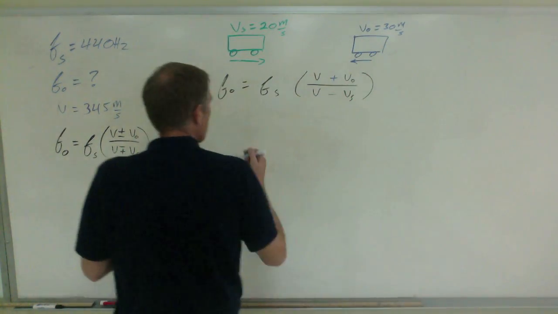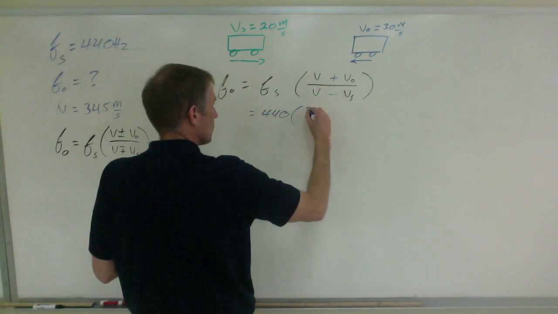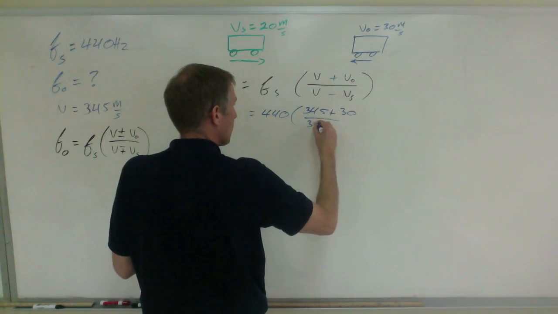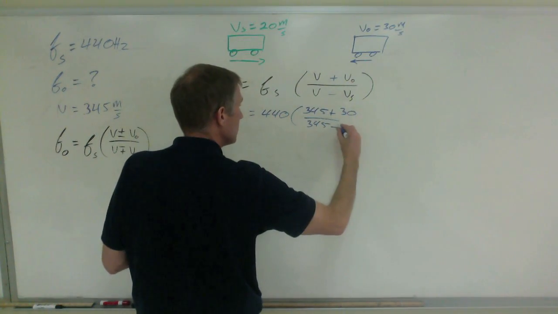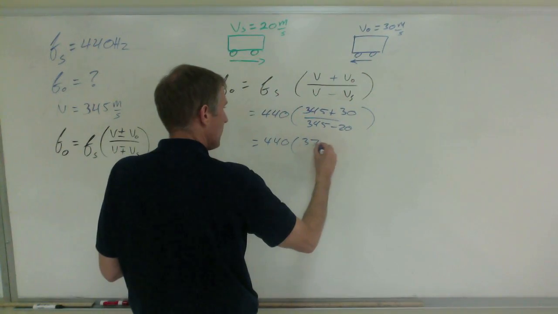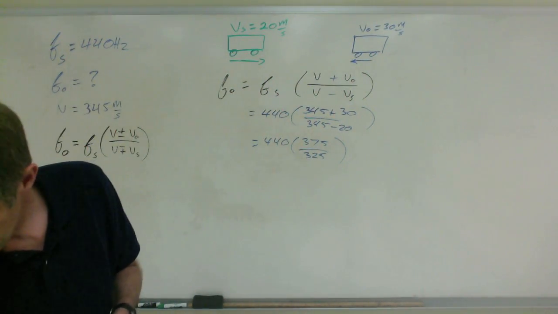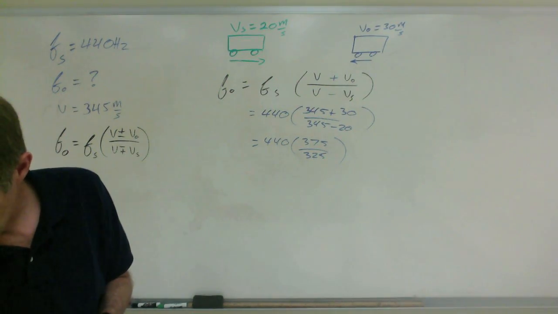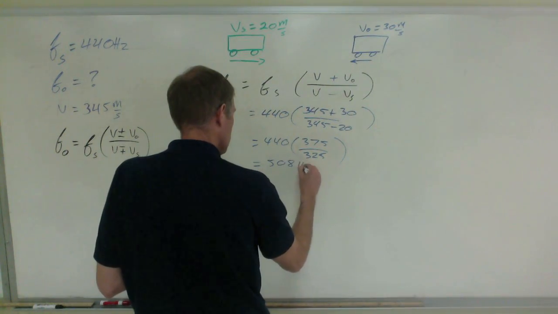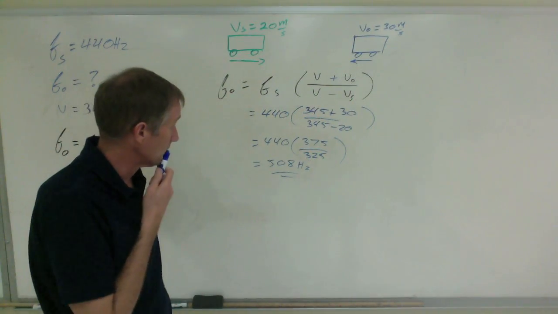Now we'll put in the numbers. This is 440, times 345 plus 30 all over 345 minus 20. So 440 times 375 over 325. I've already calculated it over here, and I get 508 hertz. 508 hertz, which is certainly significantly higher than 440 hertz.